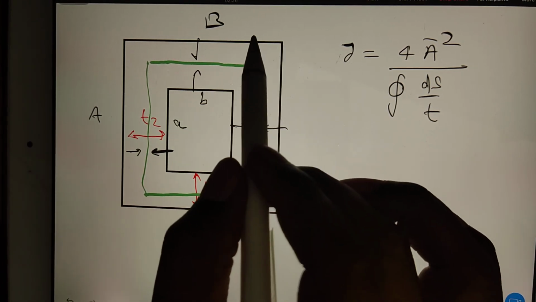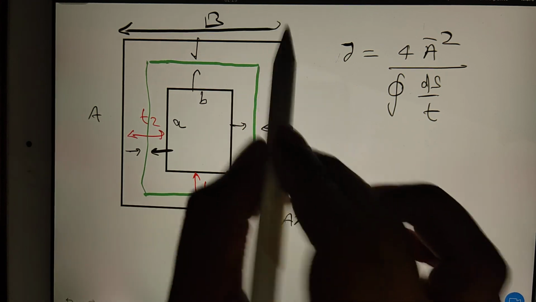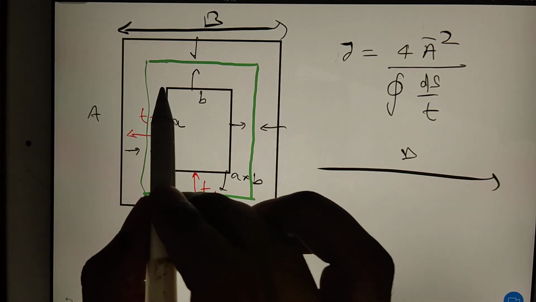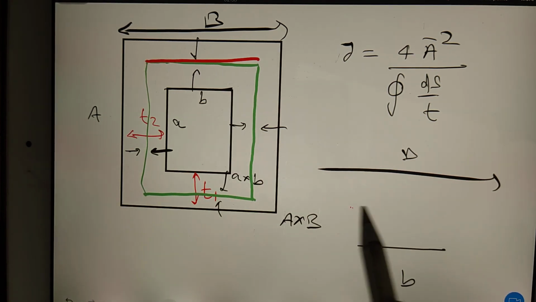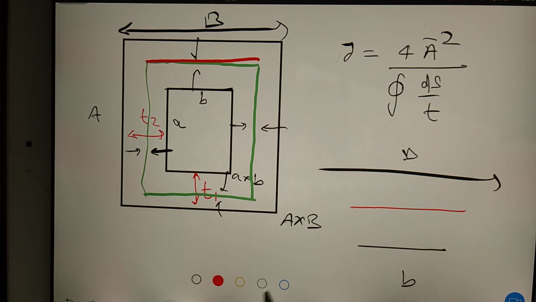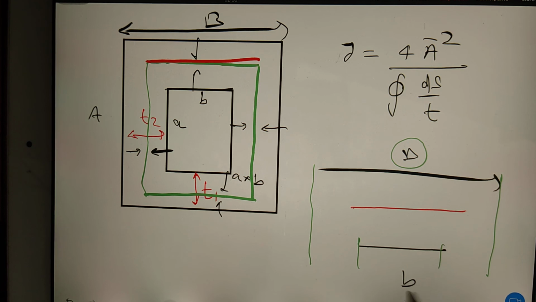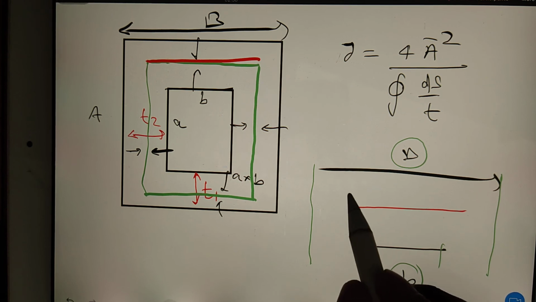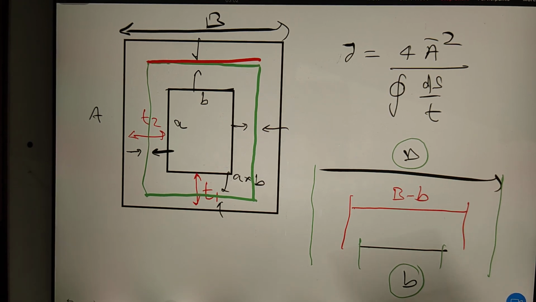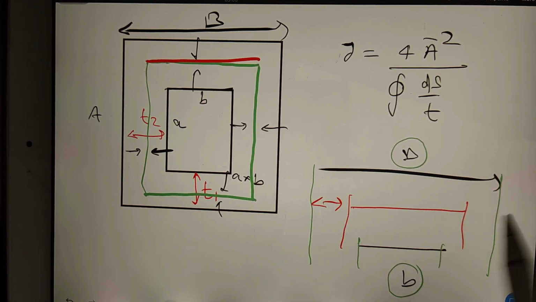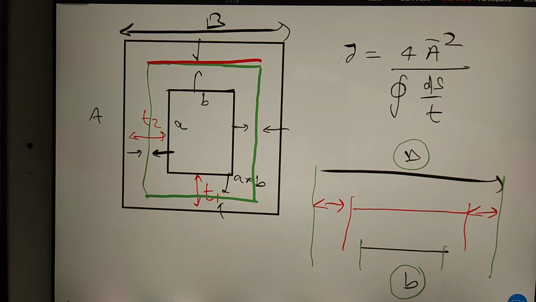How will you find the dimensions of the mean line? Very, very easy. See the bigger line: the bigger line is capital B. See the smaller line: the smaller line is small b. Now see here, exactly in the middle you have this line. How will you find this length? Your simple job is, this total is capital B, this one is small b. If you subtract small b from capital B, then you will get this length. This length is nothing but B minus b. B minus b is the gap. This gap and this gap together is B minus b, correct?